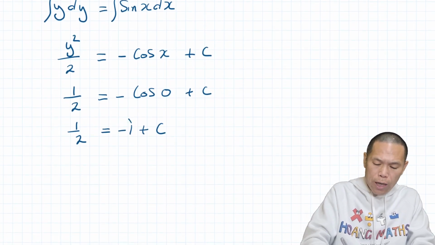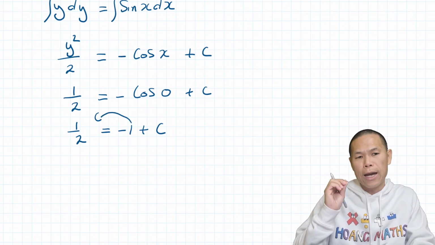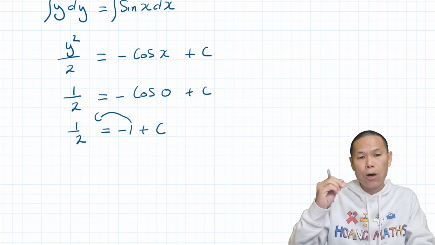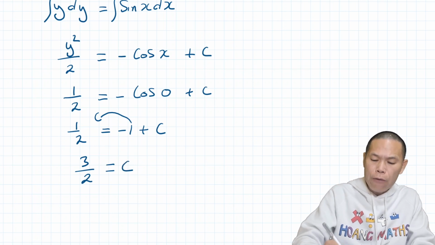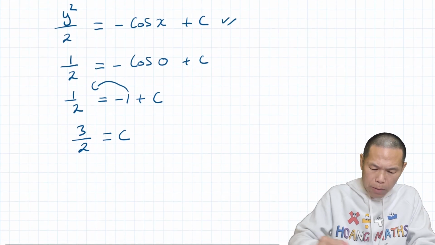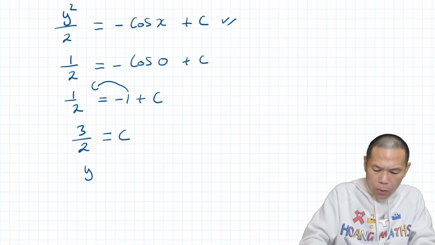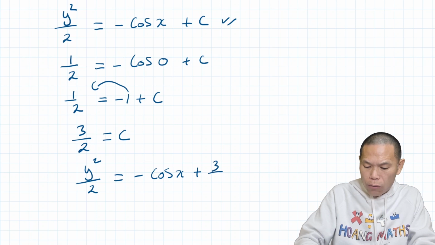Now we move the negative 1 to that side, it becomes plus. 1 plus a half is 1.5, that means 3 over 2. It's simpler, that's all. So 3 over 2 is c. So therefore, we put it back into this function. This gives me y squared over 2 is negative cos of x plus 3 over 2.